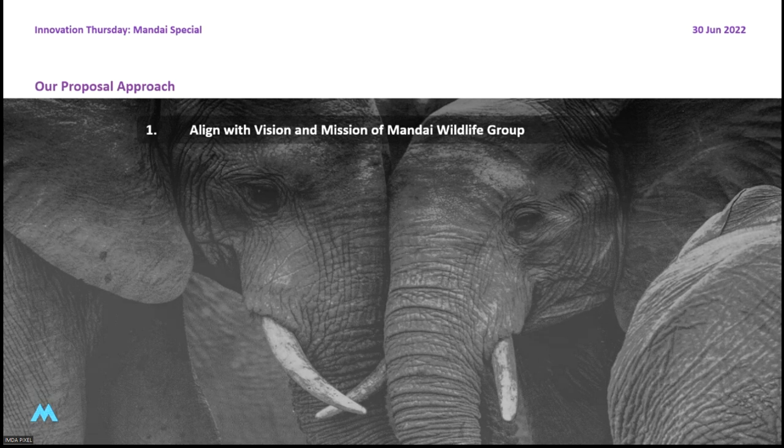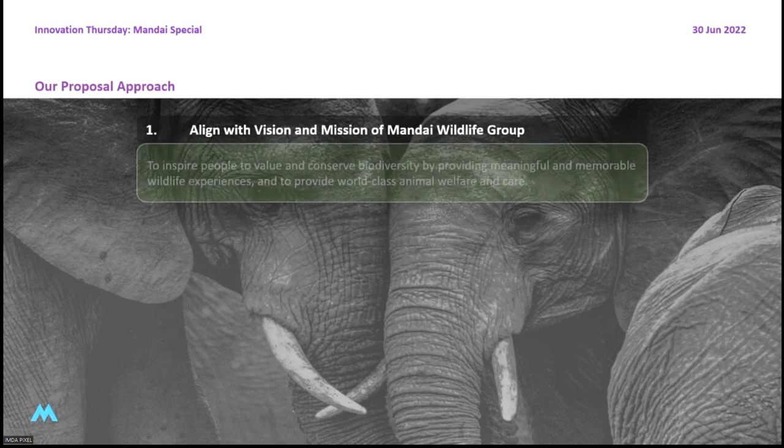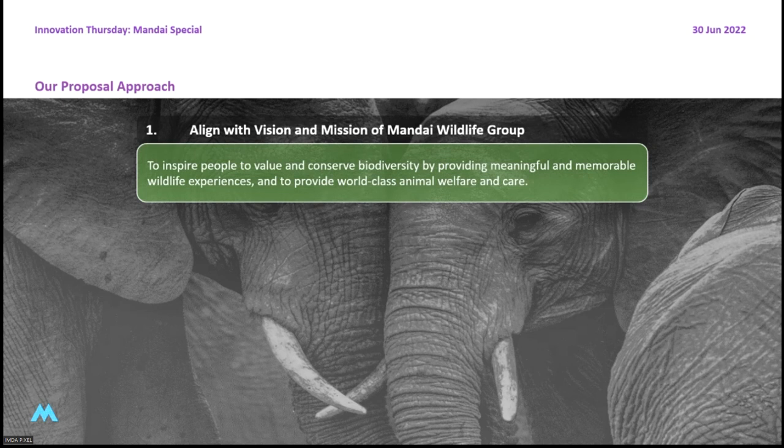And some of the key approaches that we had towards coming up with the proposal. One is we looked at the vision and mission of Mandai Wildlife Group. It's very inspirational, very motivational. It's about valuing and conserving biodiversity, meaningful, memorable wildlife experiences, and world-class animal welfare and care. I think there are subtle ways that this helps with our mindset in coming up with the proposal and then carrying out the challenge. So I think it's pretty important to keep this in mind.